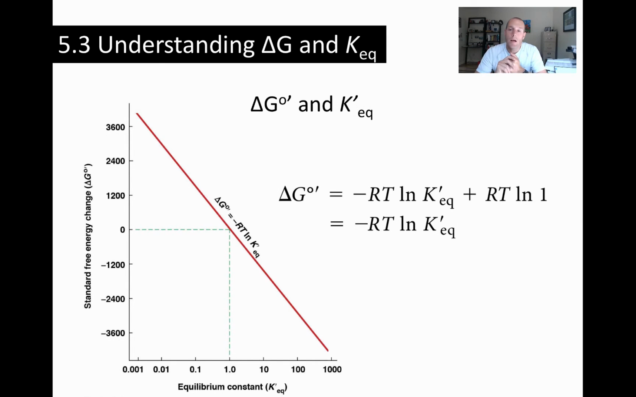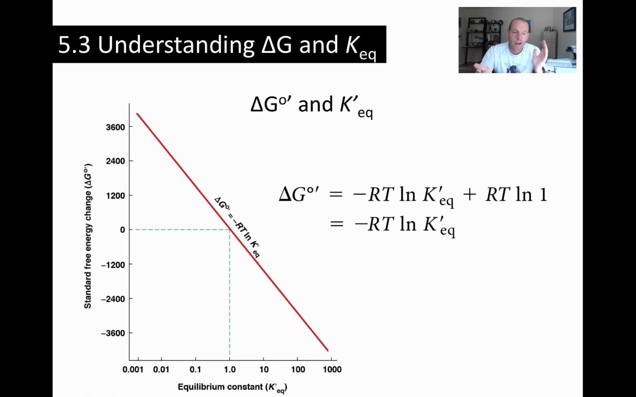So if we then talk about standard conditions, 1 atmosphere, 25 degrees Celsius, 1 molar of each substrate and product, and then pH of 7, we're talking about delta G 0 superscript prime, so delta G 0 prime and K prime equilibrium. So those are under standard conditions.